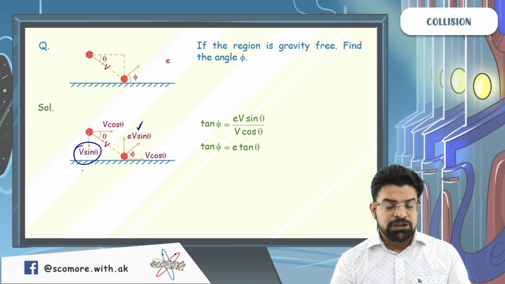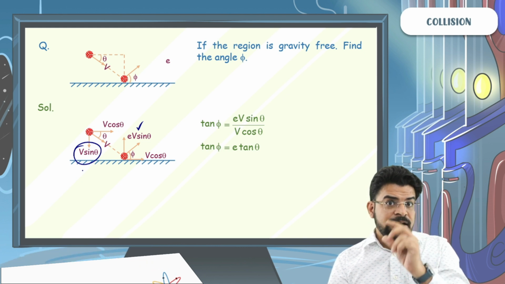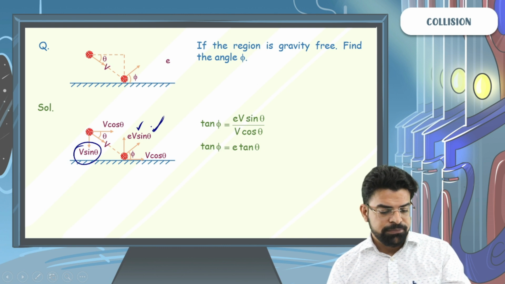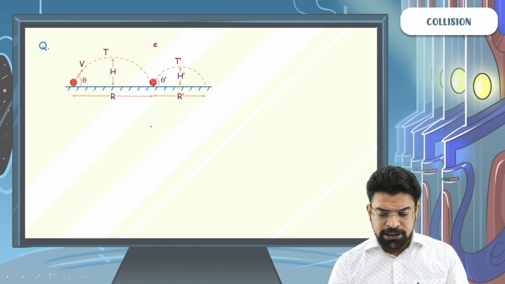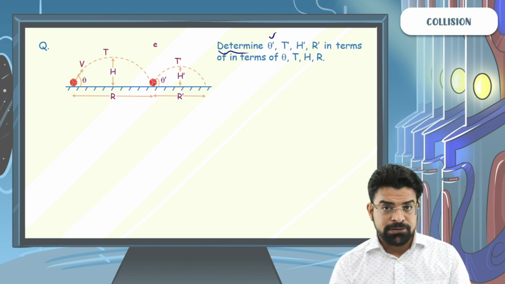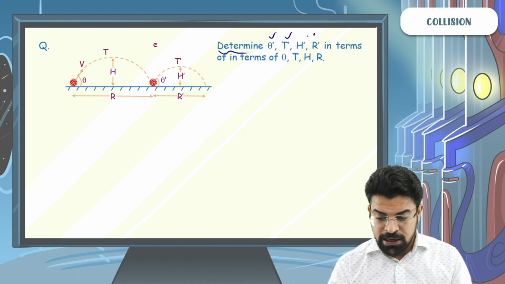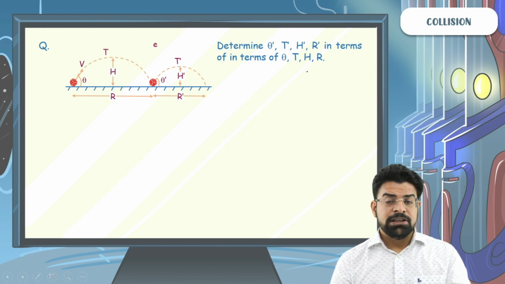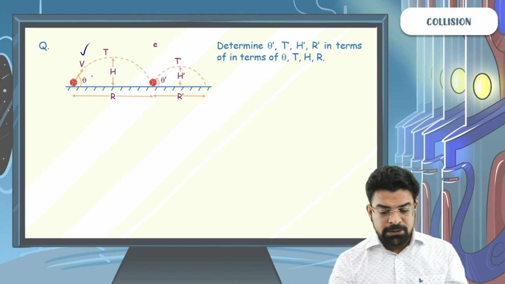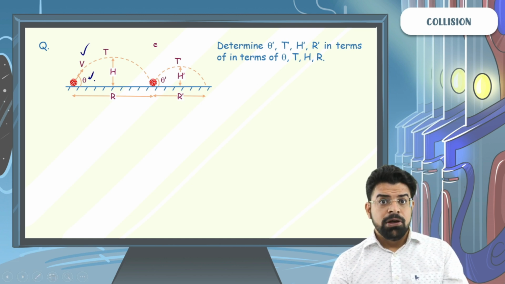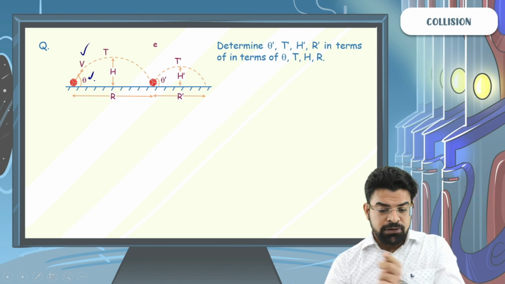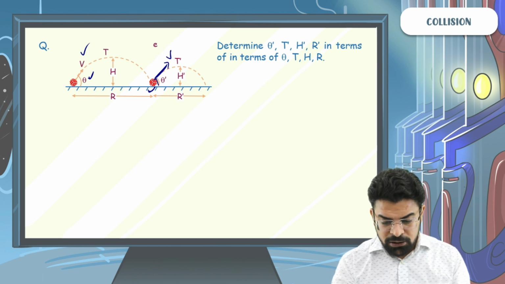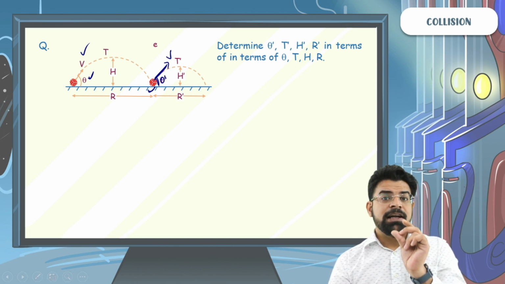If the vertical velocity before impact is downward v sin theta, then after impact it is vertically upward e times v sin theta. So let's see. Question is, determine theta dash, t dash, h dash, r dash in terms of theta, t, h, r. So there is a ball projected with speed v at some angle theta with the horizontal. You have to tell after the first collision with the ground at what angle the ball will move. If you call that angle theta dash, how will you write theta dash in terms of theta?